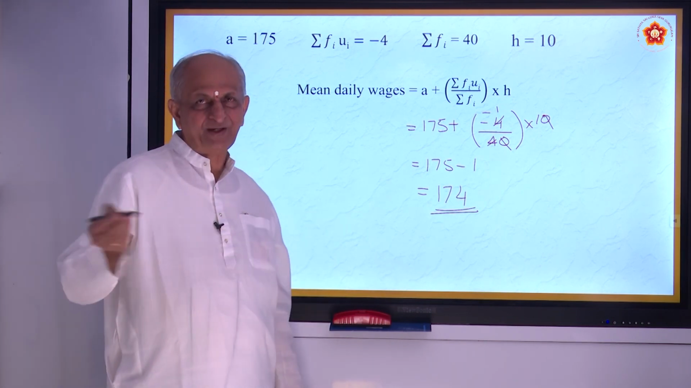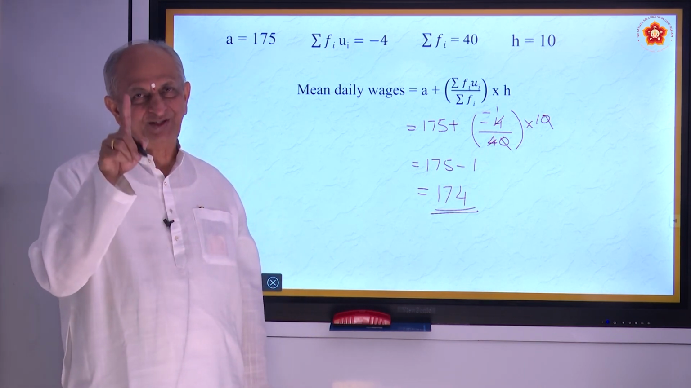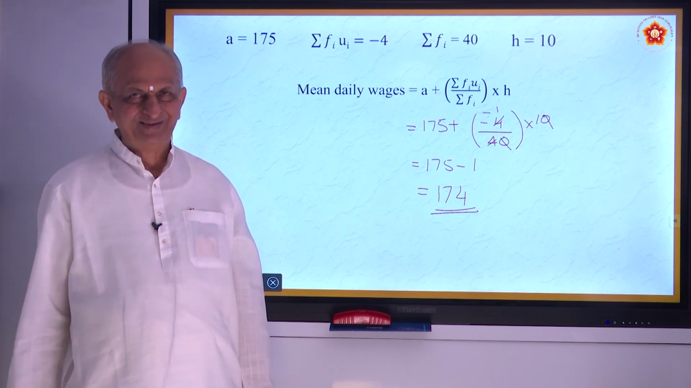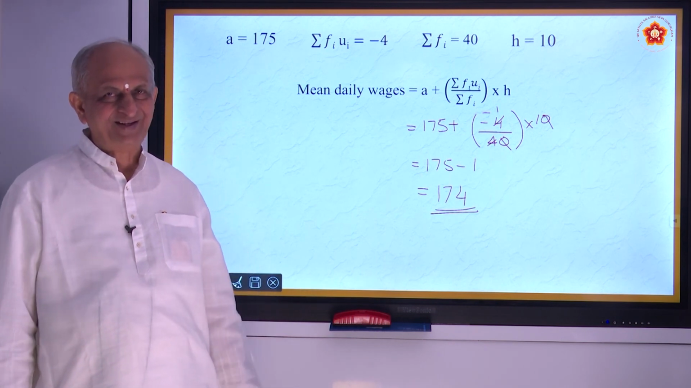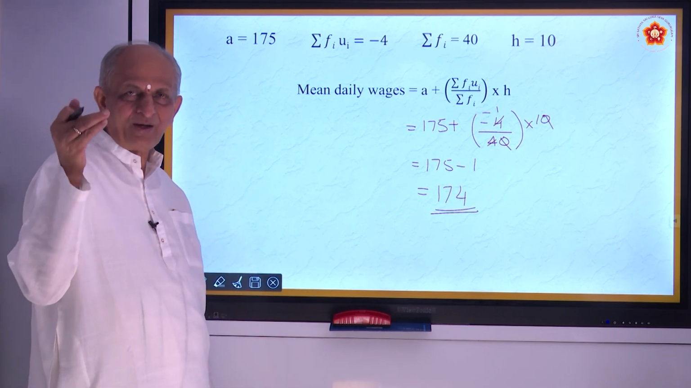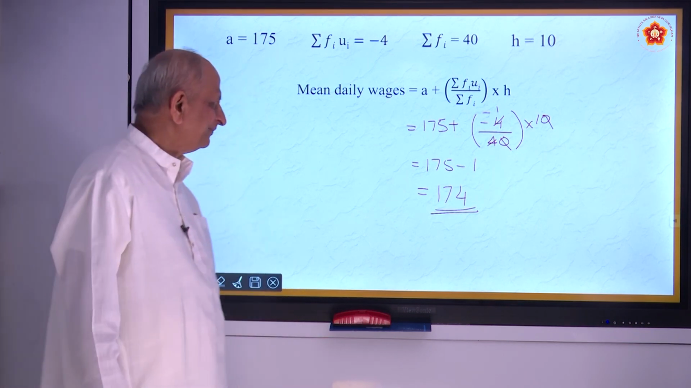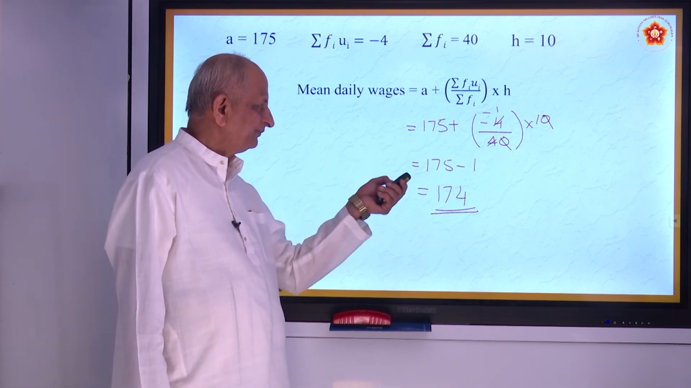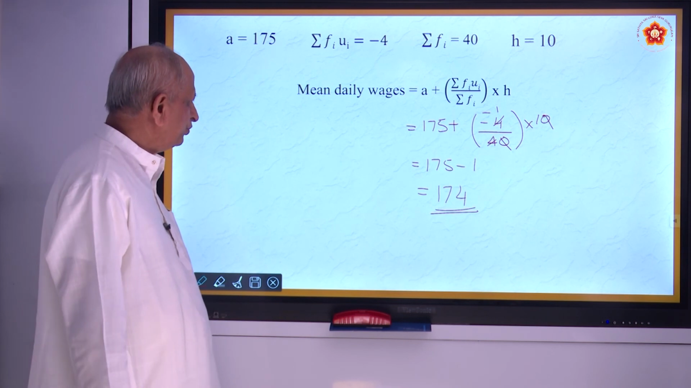So names are different, God is one. Sweets are different, sugar is one. Ornaments are different, but gold is one. Nations are different, but earth is one. Is it not? So you can call God by any name, it is only one God. Okay. So like that, here methods are different, but answers are the same. So this is a beautiful answer.